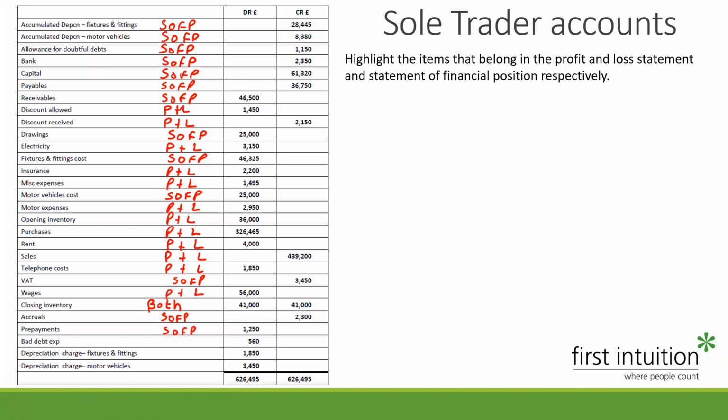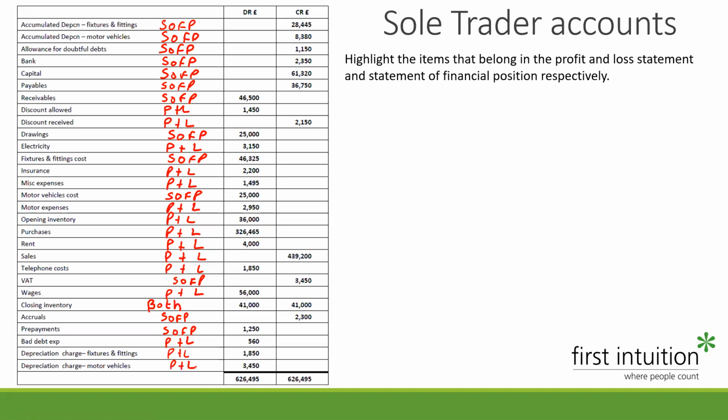And then we've got three left. We've got bad debt expenses, P&L. Again, people straight on it. Fantastic work. And then we've got depreciation charge for fixtures and fittings, motor vehicles. Fantastic. P&L for both. I'm seeing lots of P&Ls, which is great. So it looks like you guys have already got it.